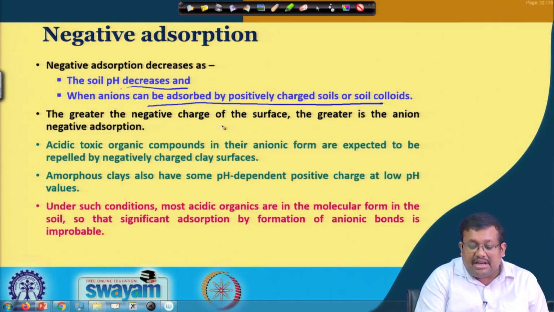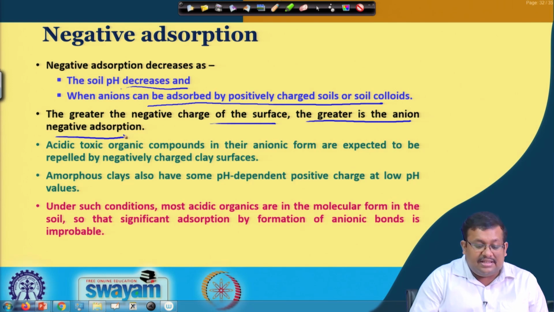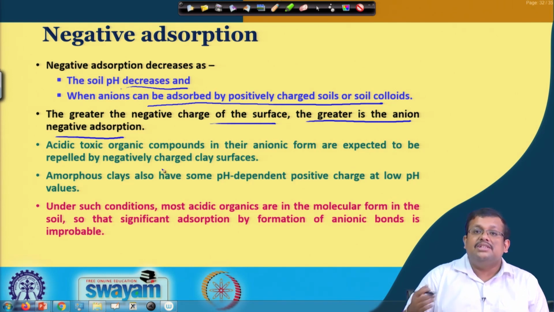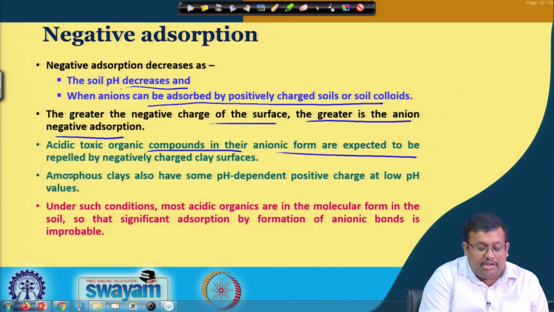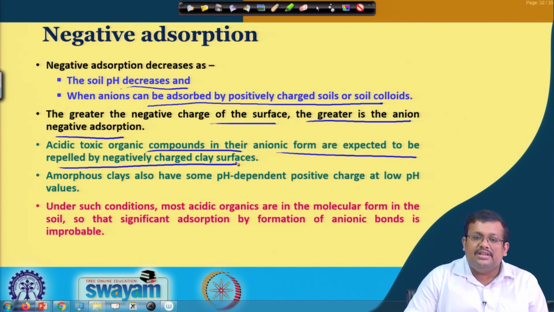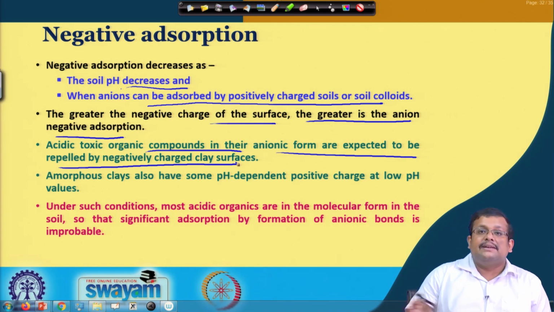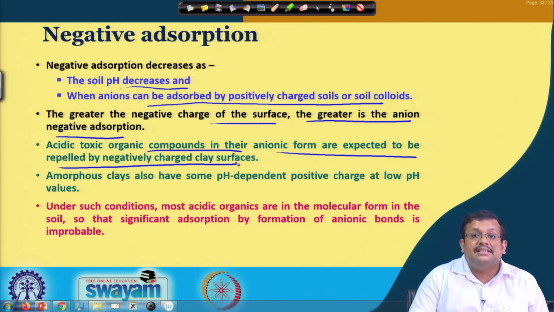The greater the negative charge on the surface, the greater is the anion negative adsorption. That is why we discussed that the charge of the anion is important. Acidic toxic organic compounds in their anionic form are expected to be repelled by negatively charged clay colloids. Obviously, acidic toxic organic compounds in their anionic form are expected to be repelled by the negatively charged clay surface.